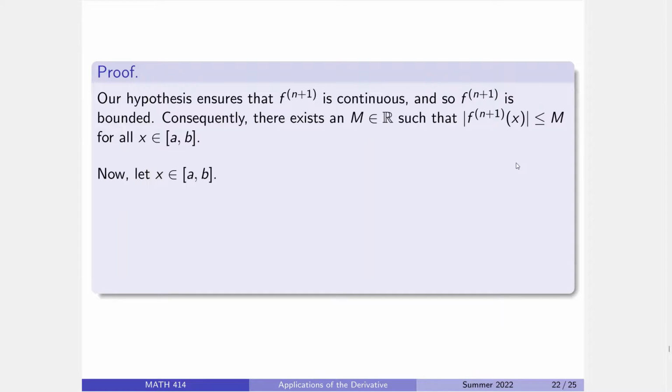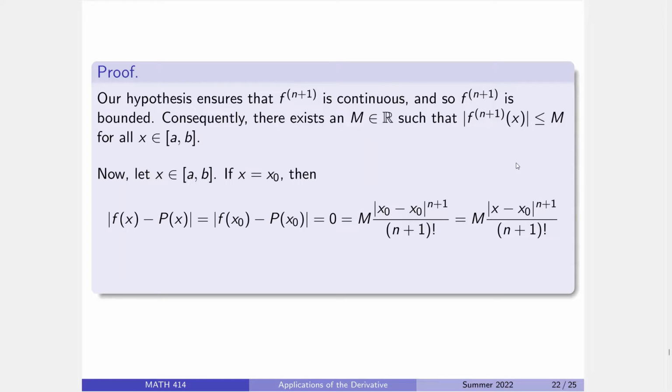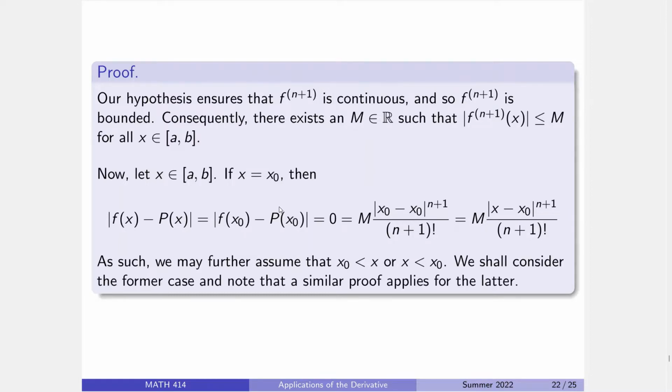Now, let's pick a point x that lives in AB. If x is equal to x naught, then as we already noted, the Taylor polynomial is designed so that the derivatives of it coincide with our function at its center point. Well, no derivative. They must line up. Is equal to 0. Hooray. So we can further assume that x is bigger than x naught or x is less than x naught. And as always, you get it. All right, so now what?